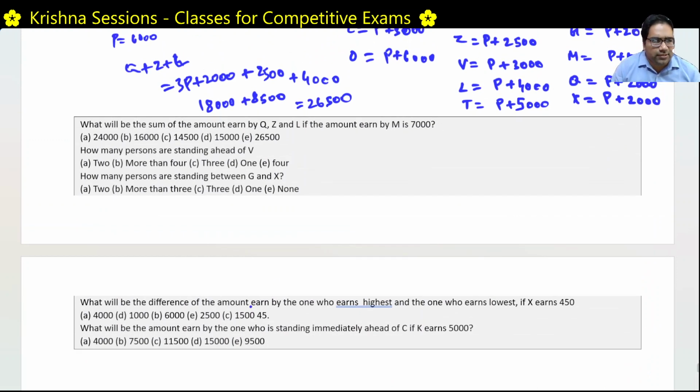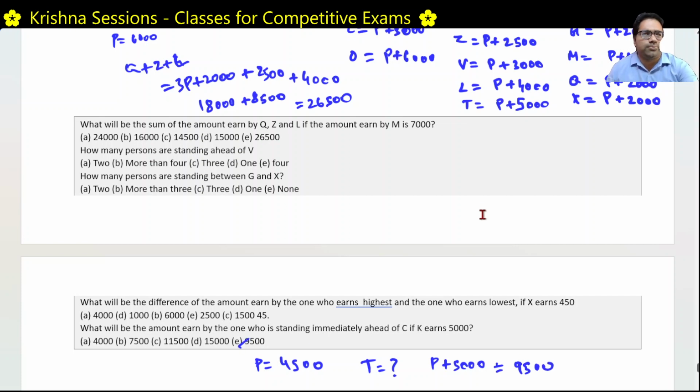K earns 5000. What does that mean? P is 4500. And we want T. T is equal to how much? T is equal to P plus 5000. That means T is equal to 4500 plus 5000, which is equal to 9500. This is the correct answer.